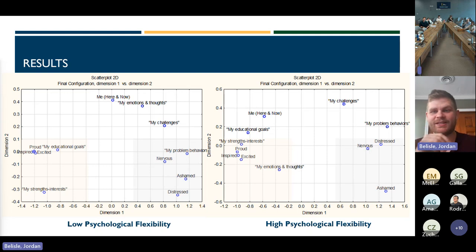In any case, what these data suggest is that there are higher order relational patterns within the relational field that participate in the concept of psychological flexibility that plays an important role in our ACT-based intervention.